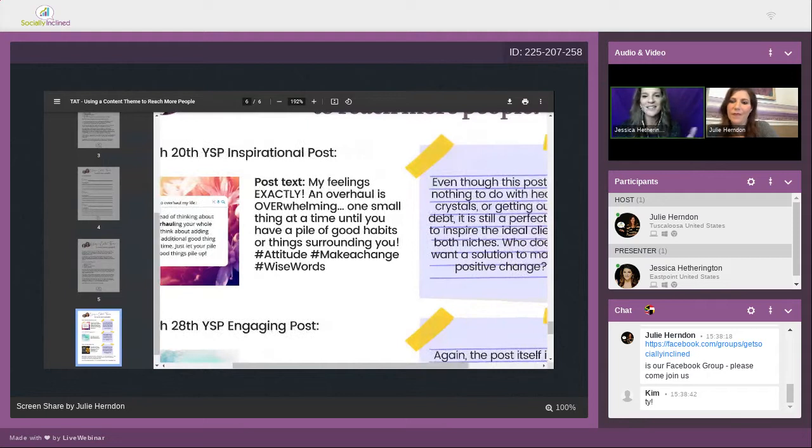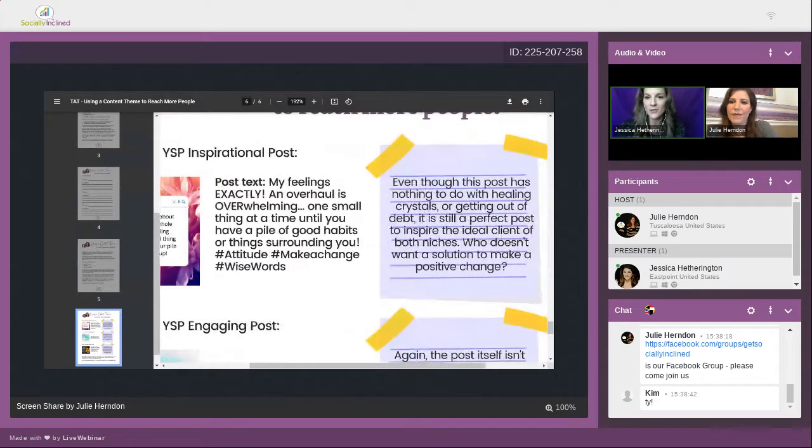Right? So over here on this little sticky note, obviously this post has nothing to do about crystals. It has nothing to do specifically about getting out of debt, but it can still be relevant to the ideal client of both of those niches, because everyone who is ready to make a change would be open to this level of positivity and this gentle reminder of a solution to make a good change, and this is the post text that is written to go along with it.